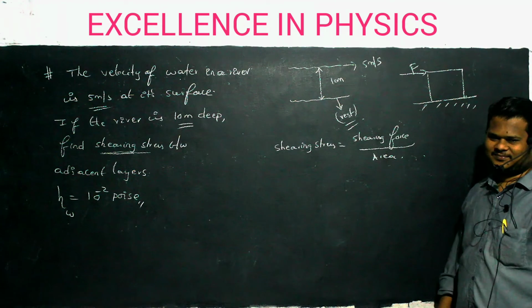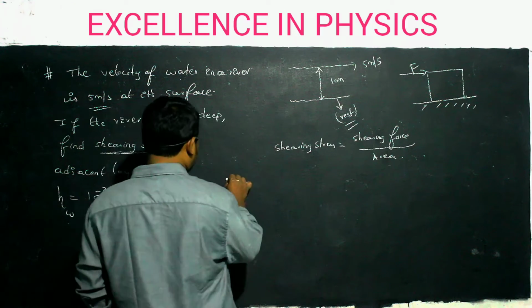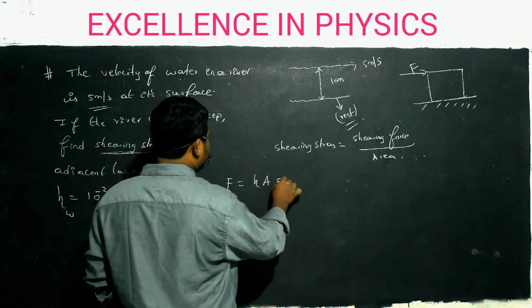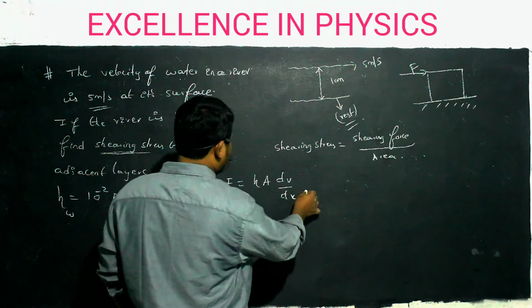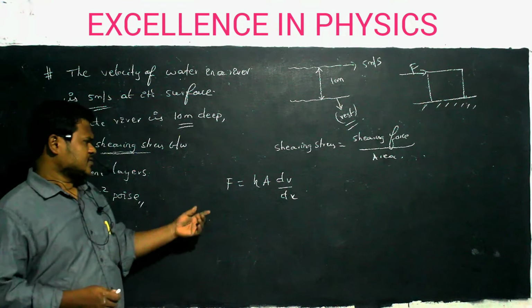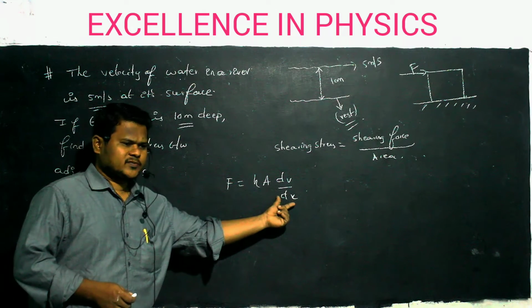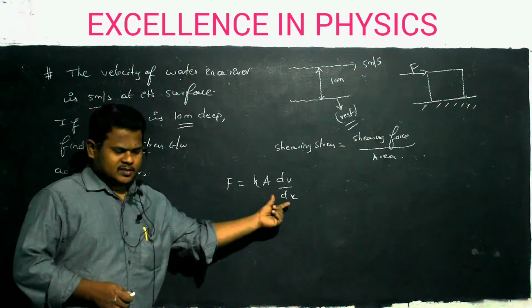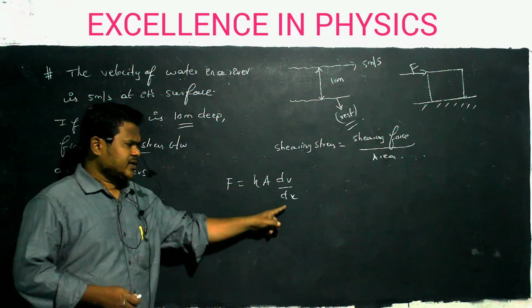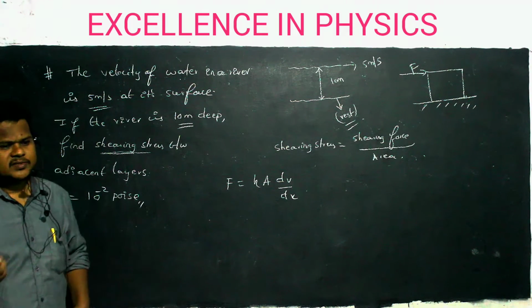Shearing force F is equal to eta A dV divided by dx. This is what we studied. So the viscous force between two layers separated by a distance of dx is eta A dV divided by dx. So from this, how can I calculate the stress?